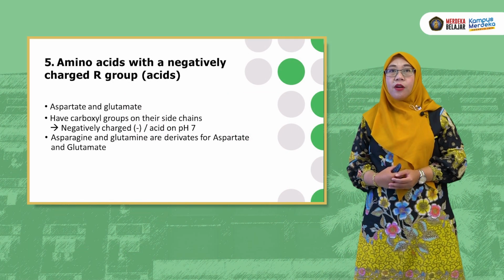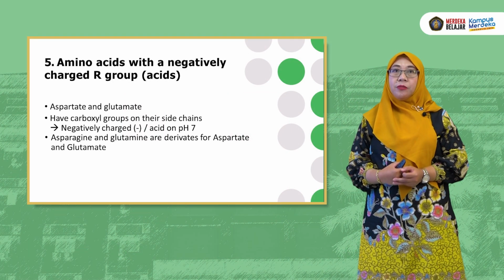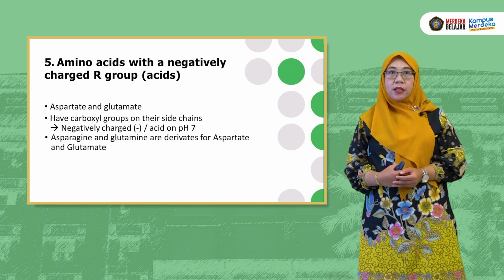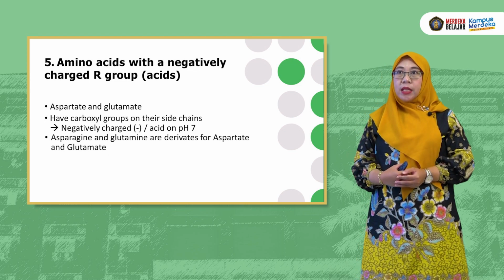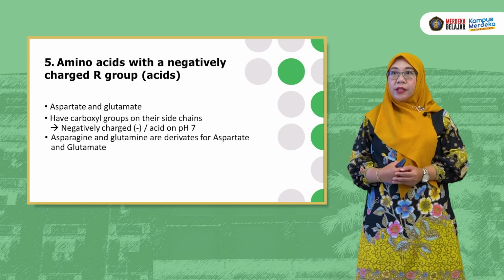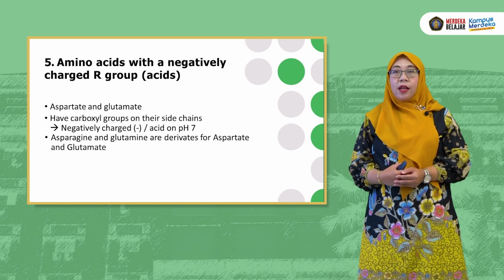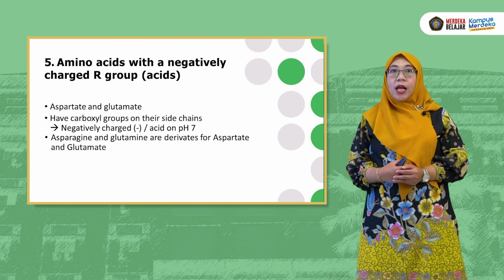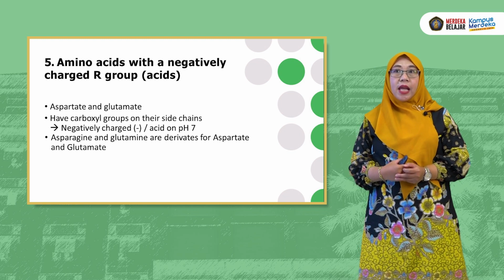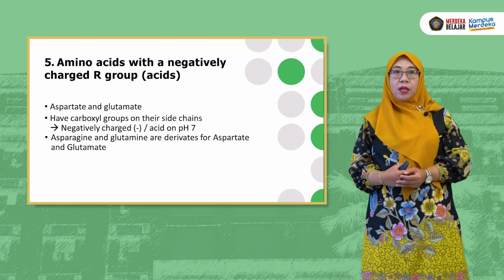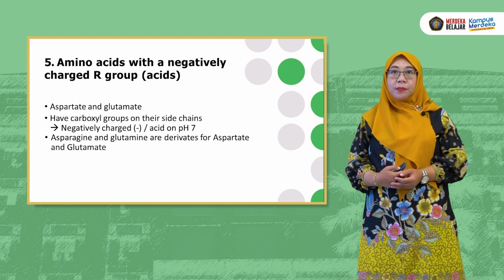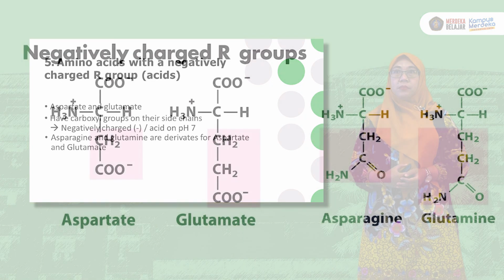The last category of amino acids is amino acids with a negative charge on their side chains, or acids. There are only two amino acids in this category, aspartate and glutamate. They have carboxyl groups on their side chains, which are negatively charged or acting as acids at pH 7. Asparagine and glutamine are derivatives of aspartate and glutamate.